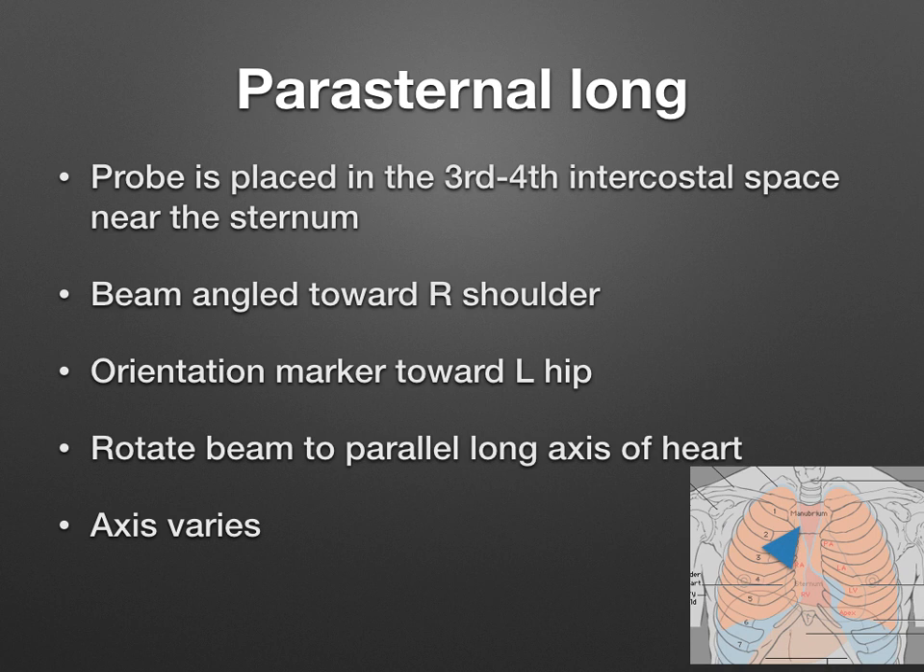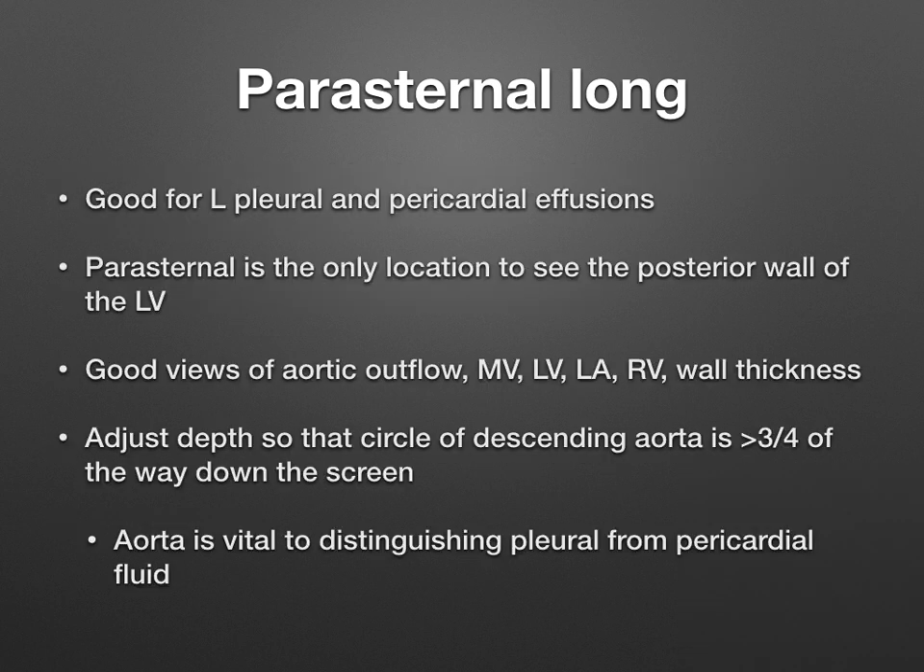So in patients with right ventricular hypertrophy, you might see a right axis deviation, whereas patients with left axis deviation may have a left-sided heart disease or a conduction defect, or sometimes it's just a normal variant, particularly in pediatric patients. The parasternal long axis view is good for looking for left pleural and pericardial effusions.